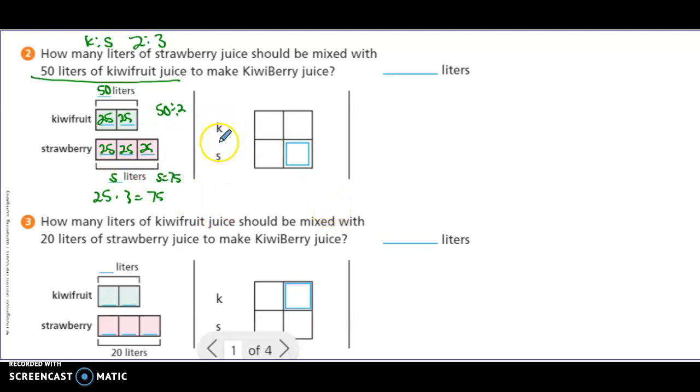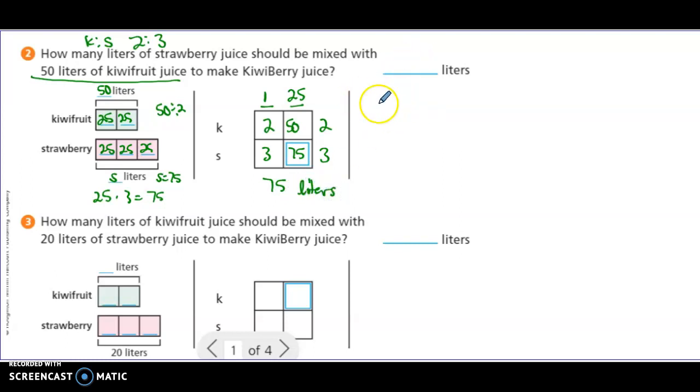Factor puzzle, kiwi to strawberry. Here's my labels. What do I know? 2 parts kiwi fruit to 3 parts strawberry fruit. Find the greatest common factor now goes here. 3 and 2 is 1. 2 divided by 1 is 2. 3 divided by 1 is 3. We are looking for, we know that we have 50 liters of kiwi fruit. 50 divided by 2 is 25. And then 25 times 3 is 75. Yep, 75 liters, 2 for 2.